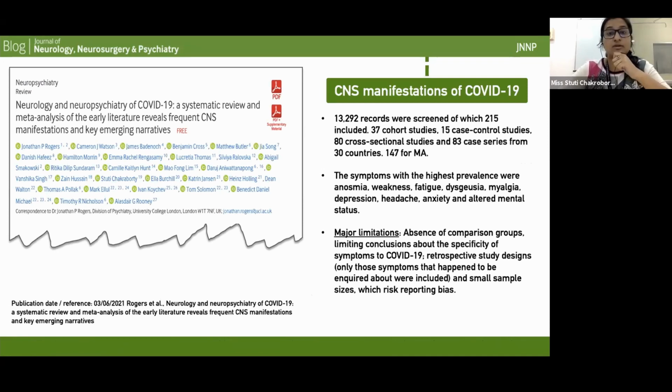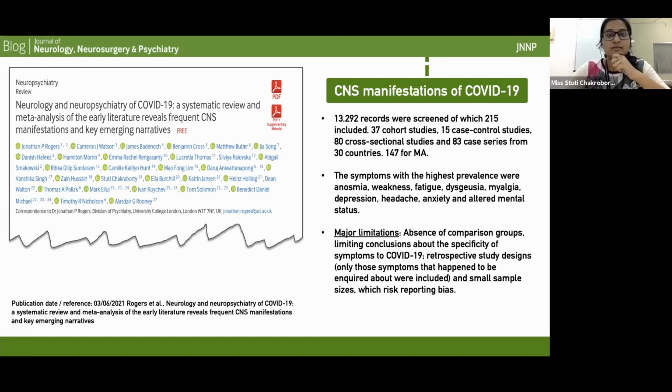So a total of 13,292 records were screened, of which 215 studies were included. Out of these, there were 37 cohort studies, 15 case control studies, 80 cross-sectional studies, and 83 case series from a total of 30 countries. And 147 of all the included studies were included for meta-analysis.